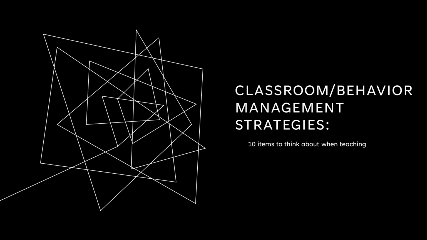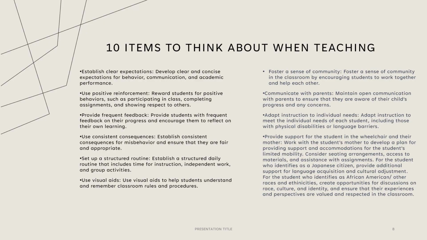These are the classroom behavior management strategies, 10 items to think about when teaching. I'm going to do the same thing I did with the other strategy list. We need to establish clear expectations, developing clear and concise expectations for behavior, communication, and academic performance. Use positive reinforcement, rewarding students for participating in class, having positive behaviors, completing assignments, showing respect to others, etc.